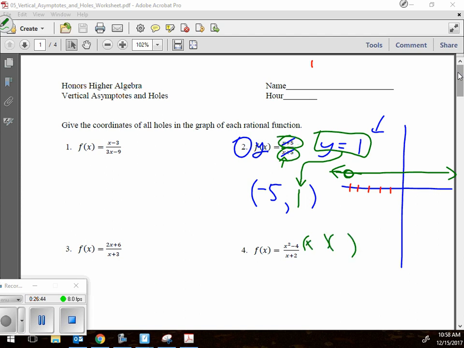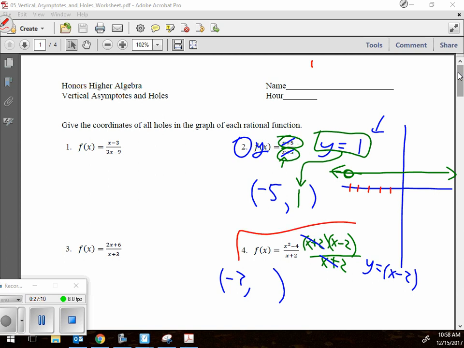Can you factor that? I can. X plus 2, x minus 2. That should be like second nature by now. And then that cancels. What's the resulting function? Y equals x minus 2. Because the other part canceled. When it did that, it created a hole at -2 comma. Here's the hard part. What do you do with that again? Go back, put it back into the resulting function. That goes right there. And then you have -2 minus 2, which makes -4. That's where the hole would be. -2 comma -4.